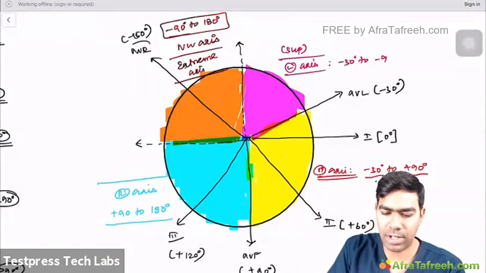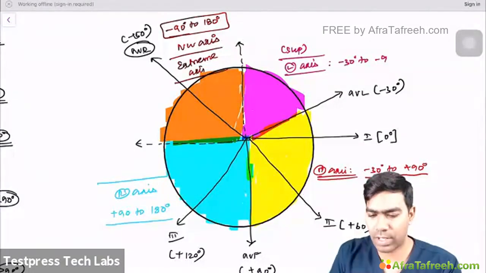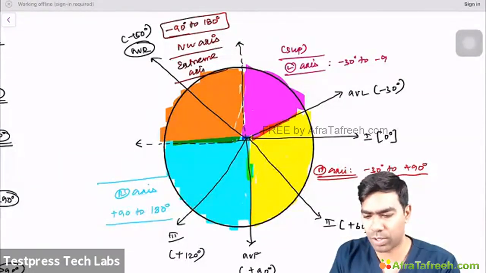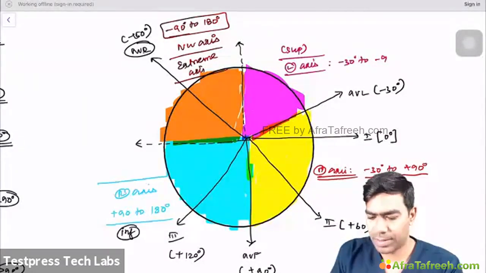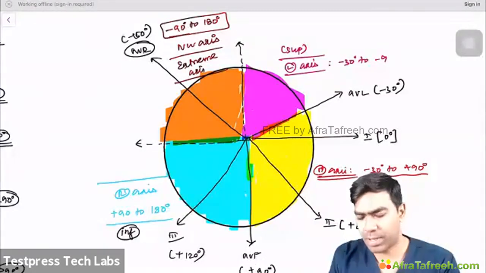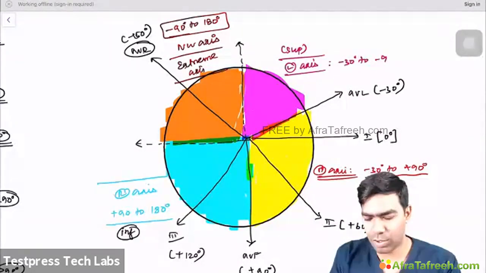On the extreme axis, the lead is aVR, that is a northwest lead. That's the only lead located in that particular zone. So right axis, most people do call it inferior axis. But that's a different thing. You should not really call it inferior axis. Inferior axis is something different.